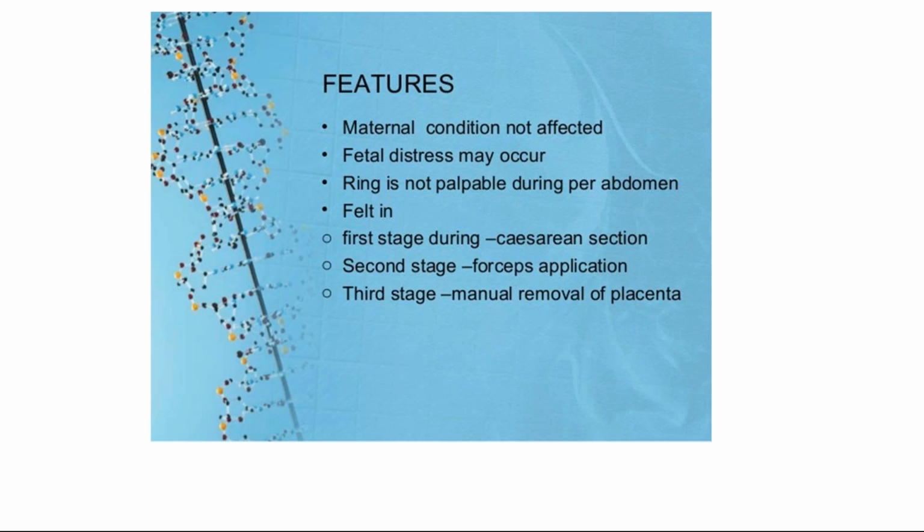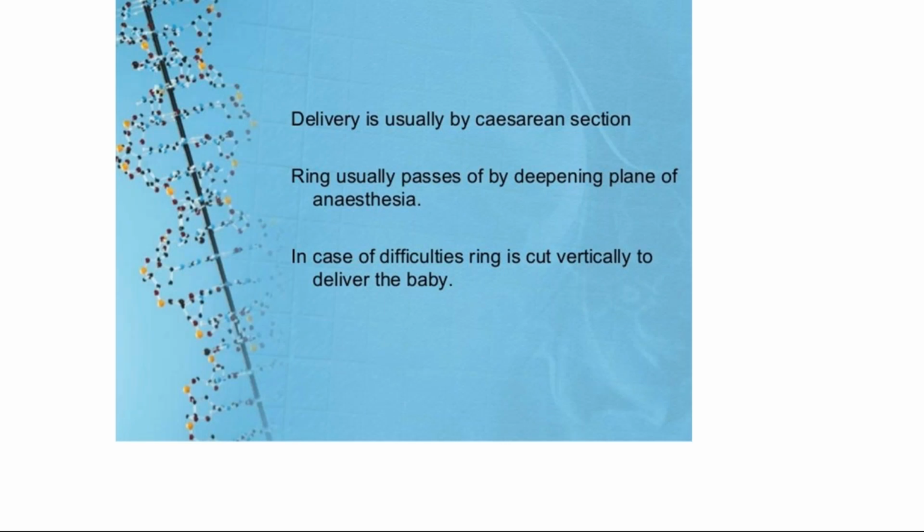And in the third stage, when you are doing a manual removal of the placenta, you suddenly find that the cornua will contract. You will not be able to remove that part of the placenta which is in the cornua of the uterus. So it can be seen in any stage of labor, first stage, second stage, and third stage. The delivery is usually by cesarean section.